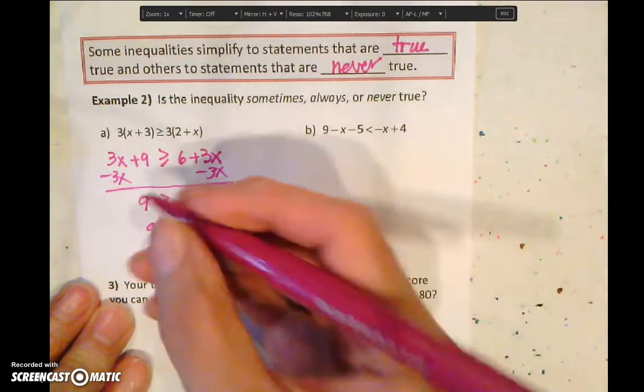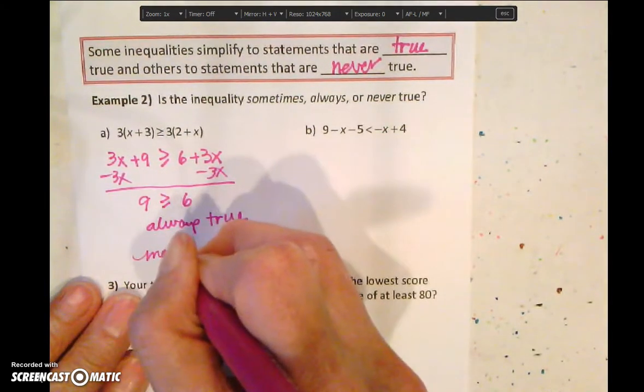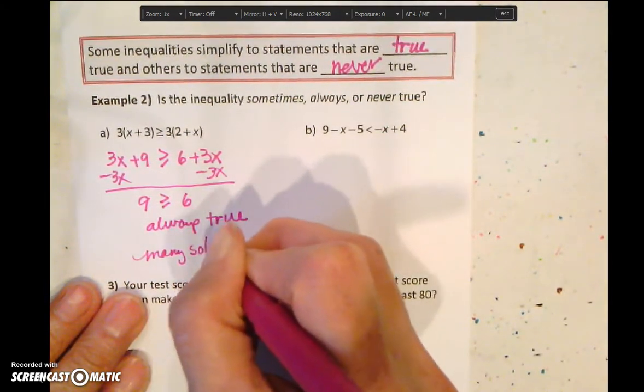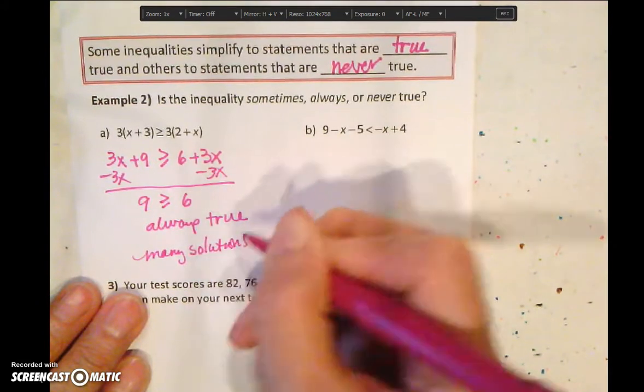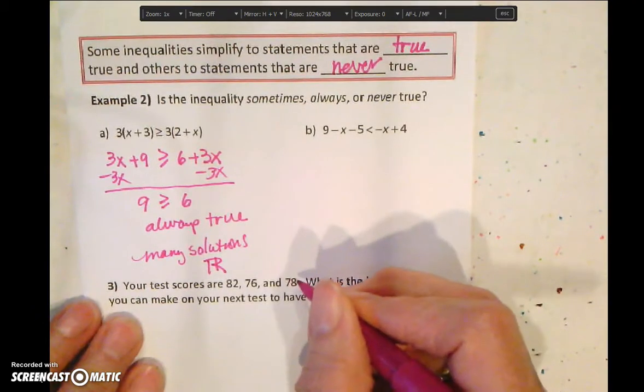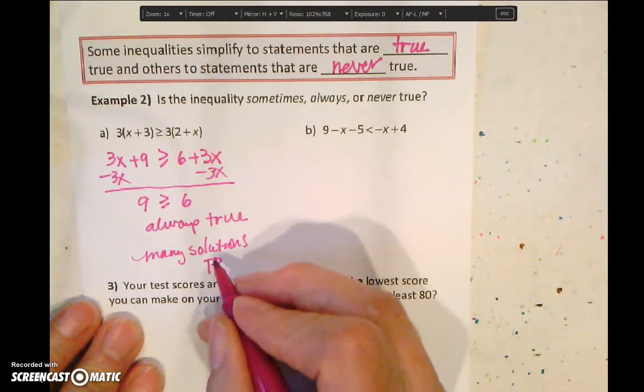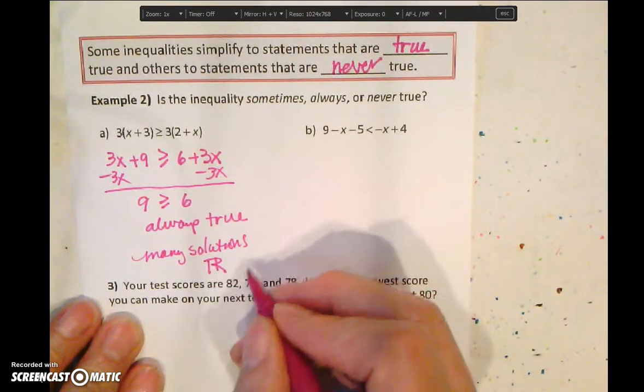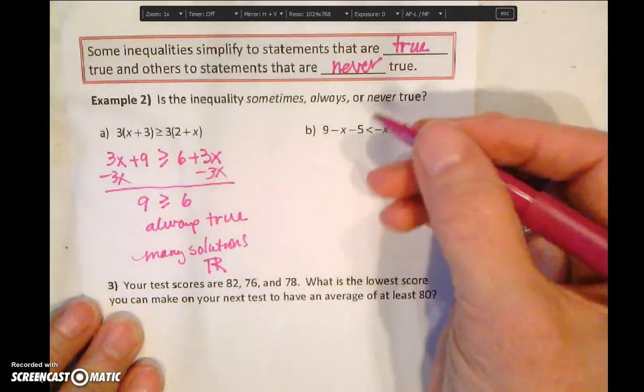And there are many solutions. In fact, all real numbers work. I'm going to put that all real numbers are going to work. That capital R like that, I kind of do a fancy R there. That means all real numbers are going to work.